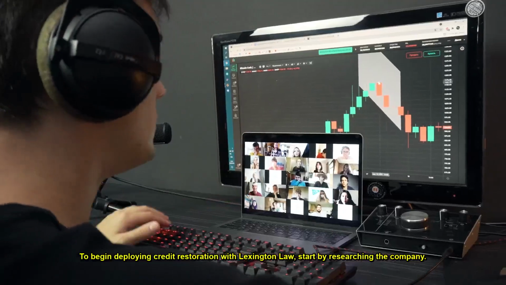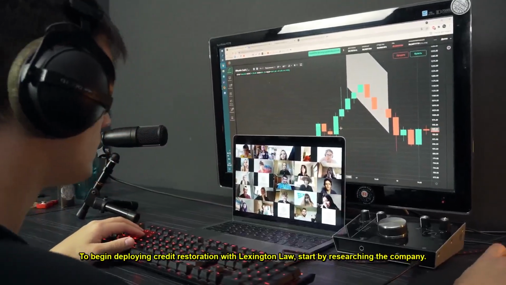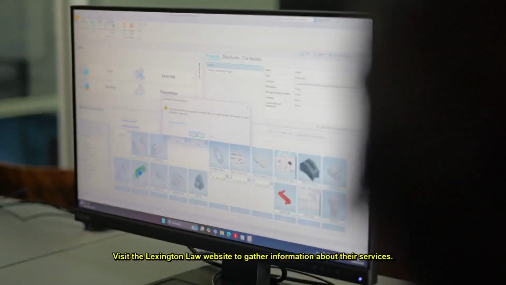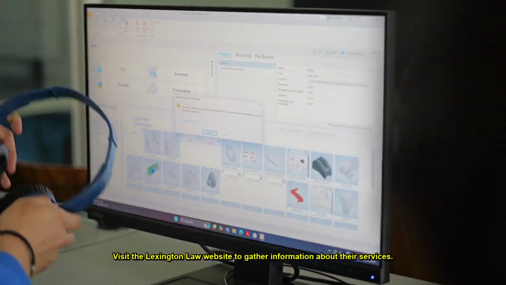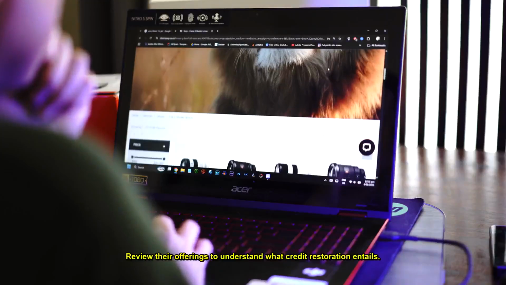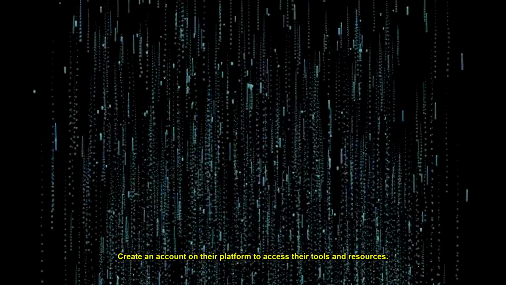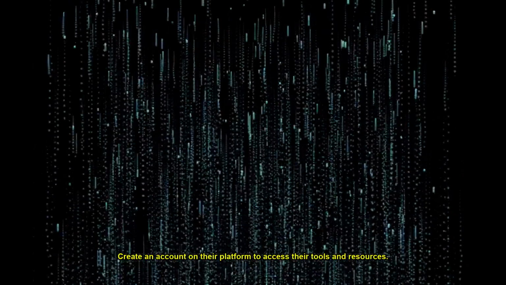To begin deploying credit restoration with Lexington Law, start by researching the company. Visit the Lexington Law website to gather information about their services. Review their offerings to understand what credit restoration entails. Create an account on their platform to access their tools and resources.